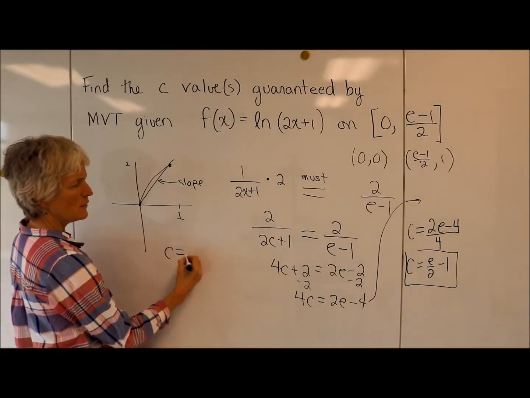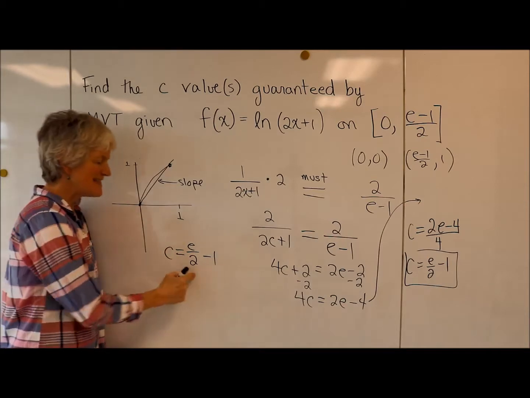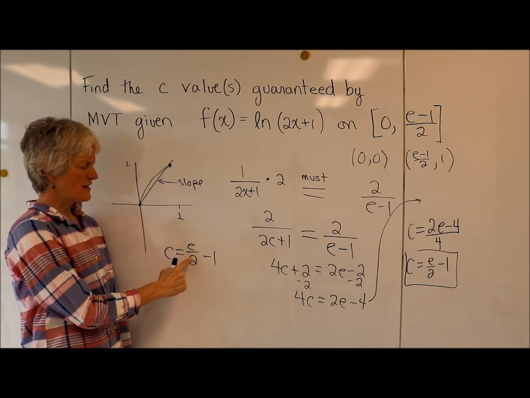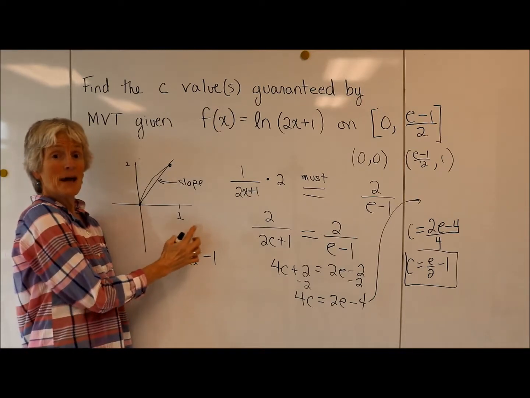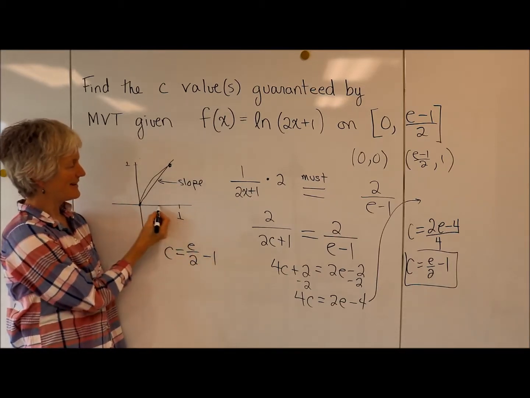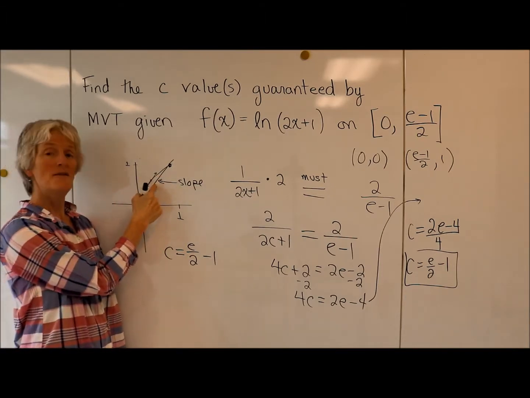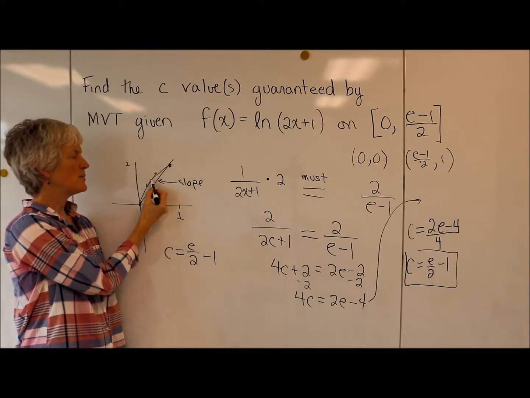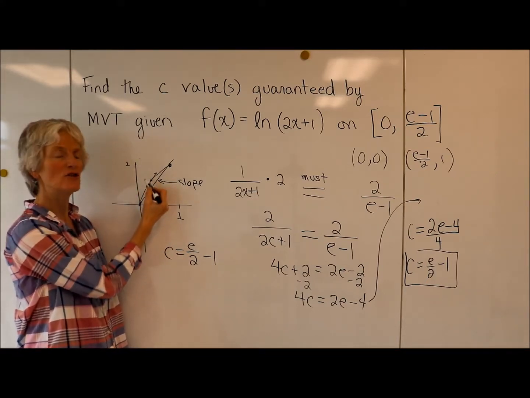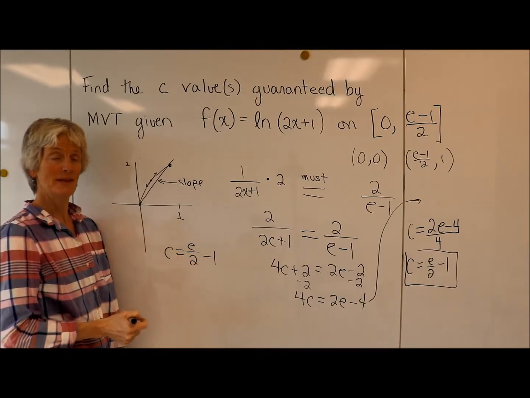My c value, where the derivative equals the average rate of change, is that. Well, e is around 2.718. So 2.7 divided by 2 is something a little bigger than 1. Something bigger than 1, minus 1. So it's somewhere in here. That makes sense. The slope of the line joining the endpoints is going to be equal to the slope at a point. In other words, the instantaneous rate of change is equal to the average rate of change at that funny x value. There's your mean value theorem.